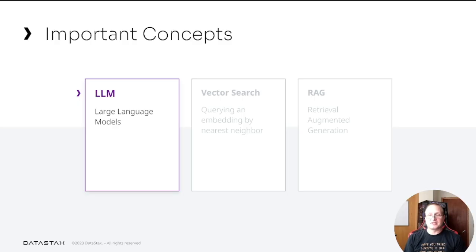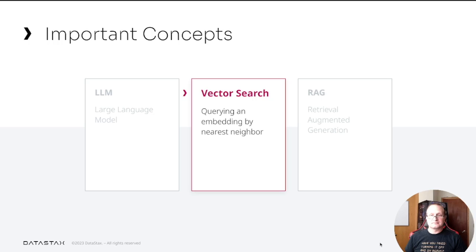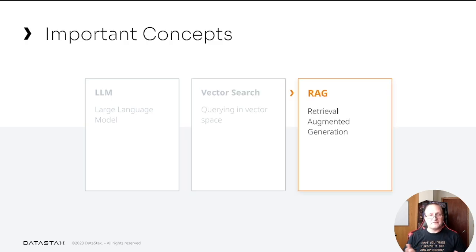All right, let's start with our introduction. So there are three important concepts to understand before we start working with AI-powered applications. One is an LLM, or large language model. Another is vector search, or querying by an embedding, by a nearest neighbor, or making some other approximation. And finally, RAG, or Retrieval-Augmented Generation. Let's take a minute and talk about these three points real quick.